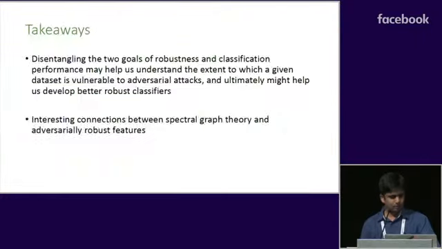I'll skip this. So to conclude, there are two takeaways I would like you to remember from this talk. The first is that viewing the problem of adversarial examples from the point of view of robust features disentangles the two goals of robustness and classification performance, and it can help us increase our understanding of the whole phenomenon as well as get robust classifiers. And the second is there are some interesting connections between spectral graph theory and adversarial robustness.